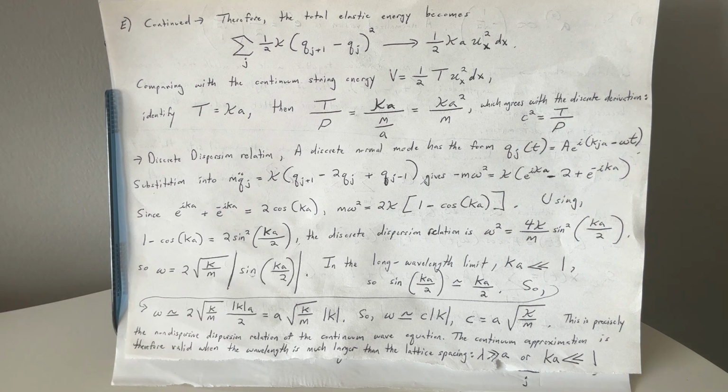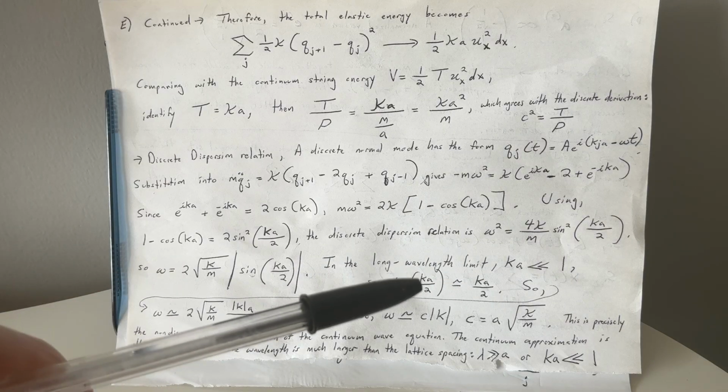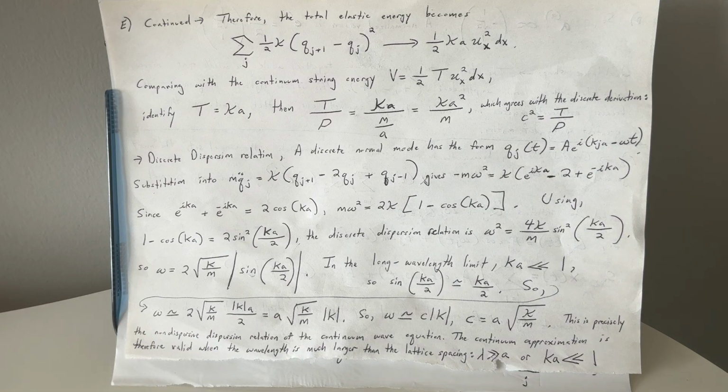And in the long wavelength limit, ka is much less than 1. And so sine of ka over 2 is asymptotically equivalent to ka over 2. Omega is asymptotically equivalent to 2 times the square root of kappa over m times absolute value ka over 2, which equals a times the square root of kappa over m, times the absolute value of k. So omega is asymptotically equivalent to c times the absolute value of k, where c equals a times the square root of kappa over m.